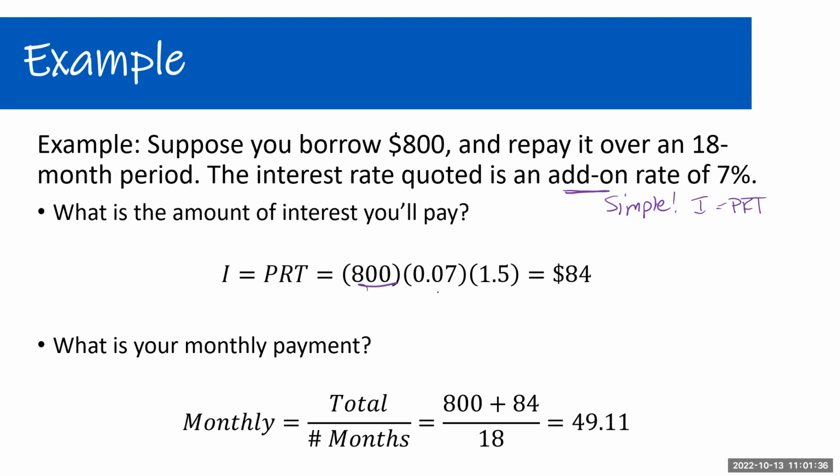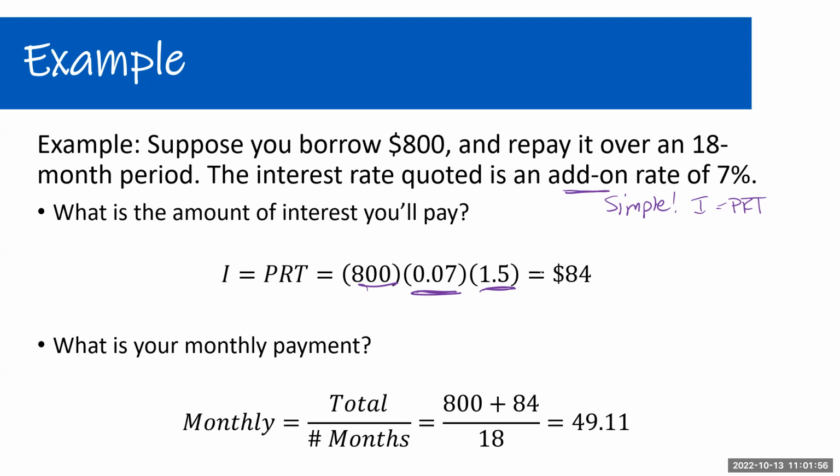The principal is how much you borrowed. The rate, make sure you put in the decimal form, 7% is 0.07. And the amount of time annually in years, okay? So if it's a 7% annual rate, then 18 months is going to be 1.5 years. So you're going to pay a total of $84 in interest.